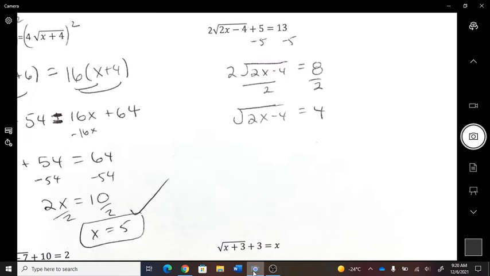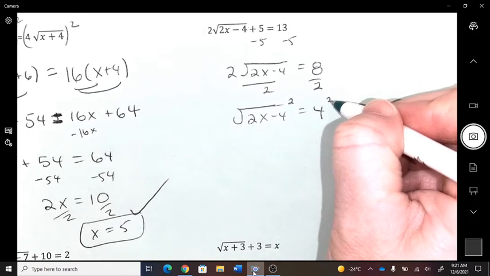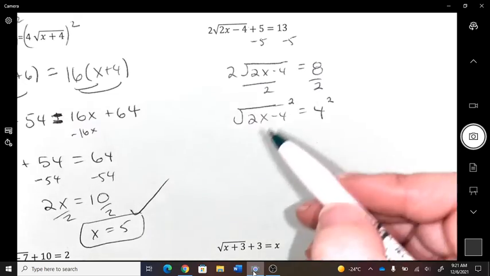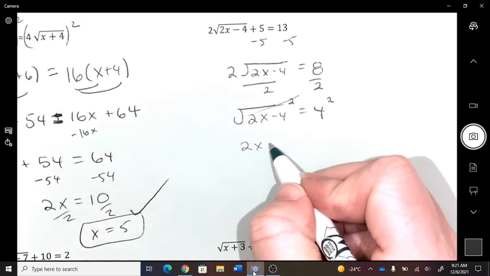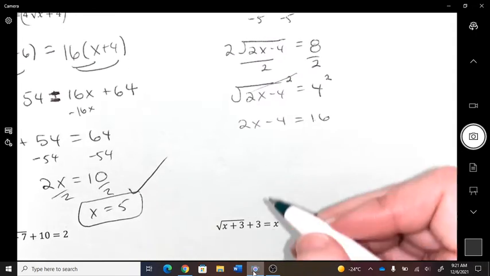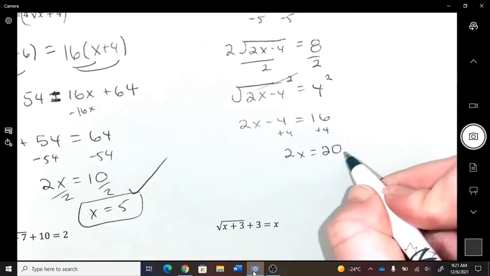So this for me looks like a good spot to square now, right? Because it will really simplify this side. So I'm going to square to get rid of the radical. So 2x minus 4 equals 16. I'm going to add 4. And then I'll divide by 2.